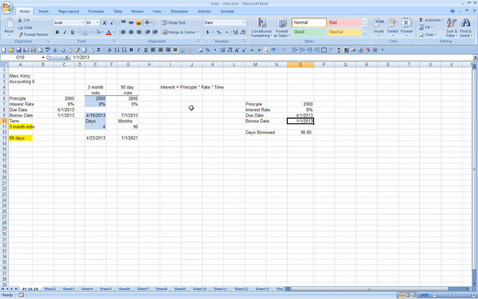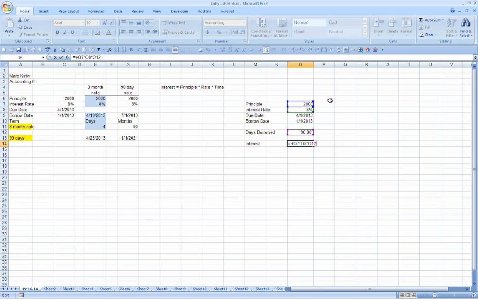So all of a sudden I can now calculate the interest due based on the formula up above. Interest equals principal times rate times time. The interest is principal times the rate times the time. Is that going to give me the answer I want? No, it's not. $14,000. I have to pay $14,000 on $2,000 that I borrowed? I hope not. Okay. Why is that?